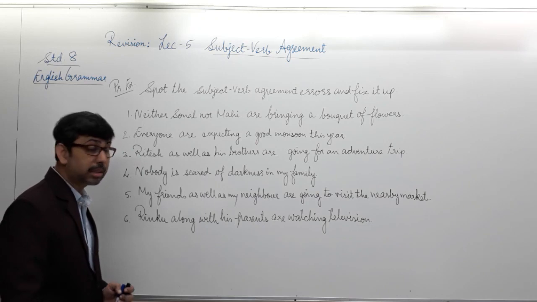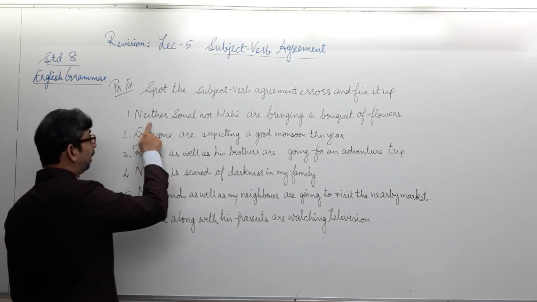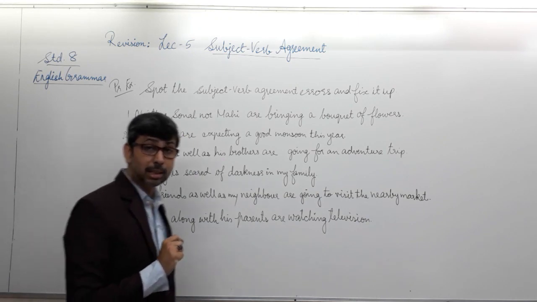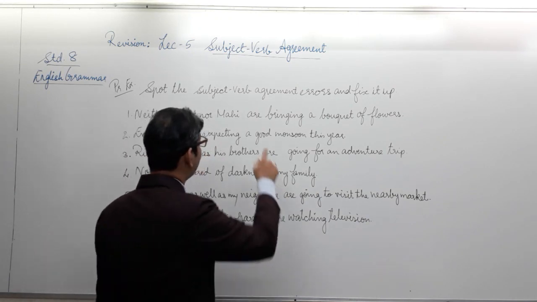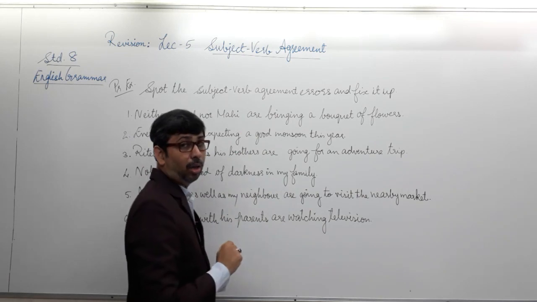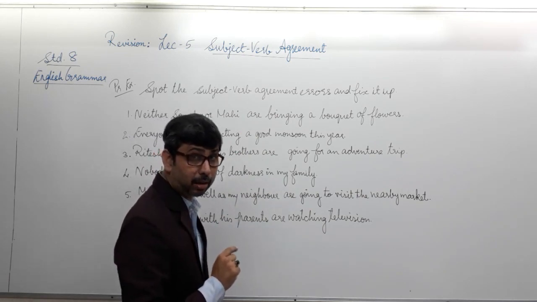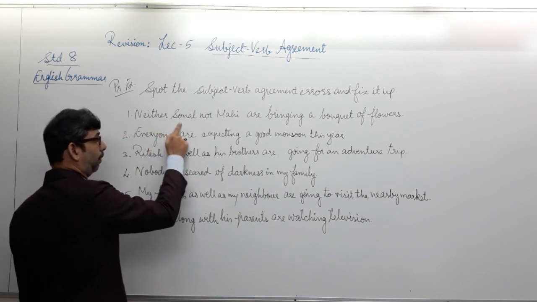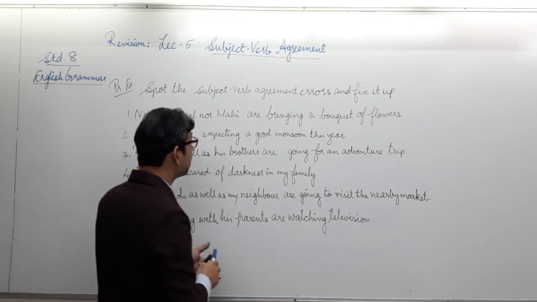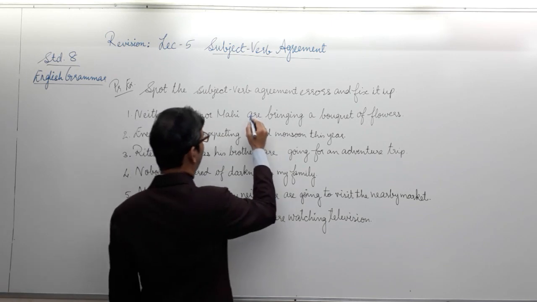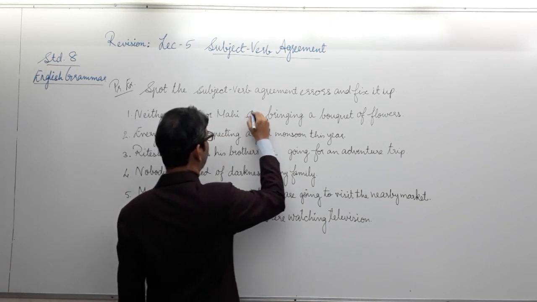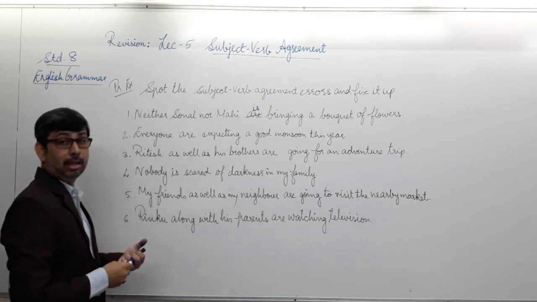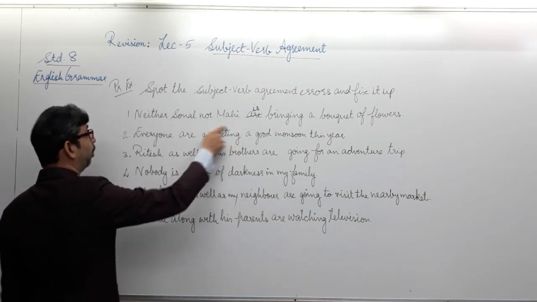What we learned recently is that if we use neither and nor, it always takes a singular verb, and the verb that you see over here is "are", which is plural. So that's the error that we have spotted. Let's rectify it and make it correct. Neither Sonal nor Mahi is bringing a bouquet of flowers. So let us eliminate this and write "is" to make the subject and verb agree with each other.